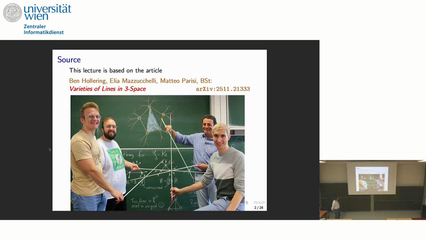So the lecture is based on a recent paper called Varieties of Lines in Three Space with Ben Hollering, Elia, and Matteo. Here's the team, and here we're acting out the configuration of 5 lines in the plane. You see a little picture on the blackboard. This is, of course, a bicolored triangulation, exactly like in Melissa's talk.